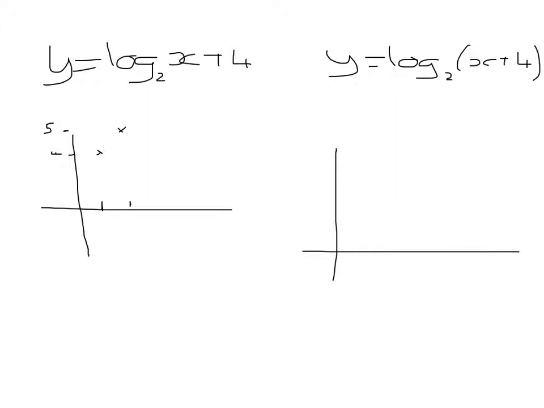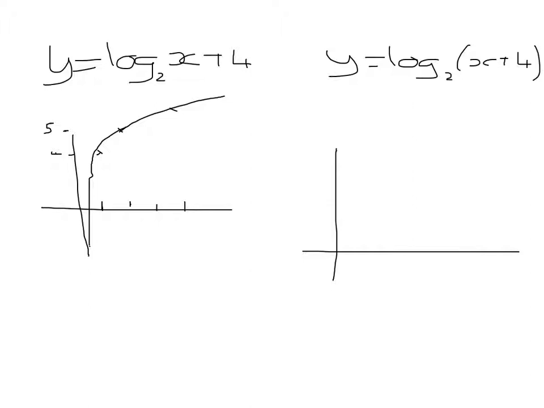Similarly, when x is 4, y would normally be 2, and it's now 6. So we can draw the graph in, and you can see it's the same graph, it's just moved up by 4. No effect on the asymptote, just the graph is moved up by 4.